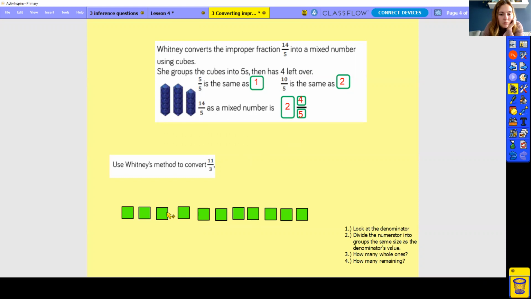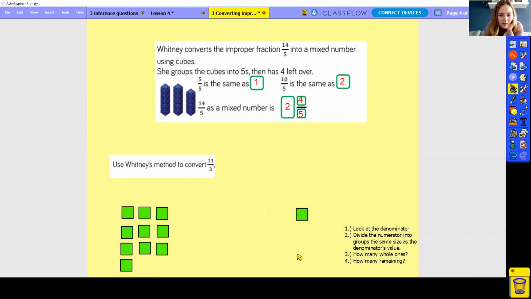So we've got 1, 2, 3 together. 1, 2, 3. 1, 2, 3. So we've currently got 3 groups, and then we've got 1, 2. So let's think, how are we going to write this now?